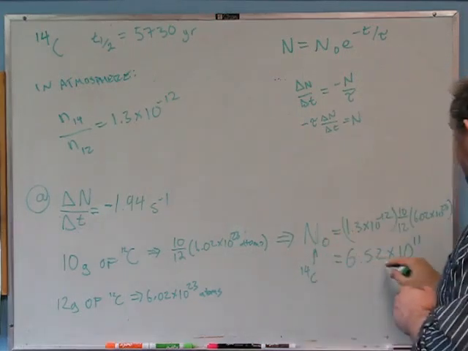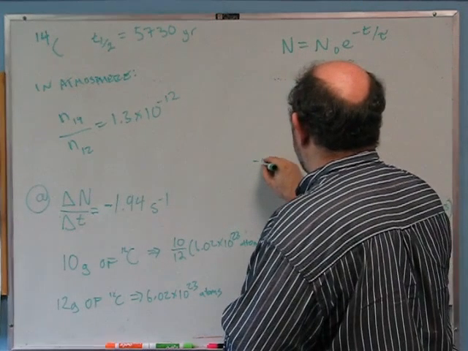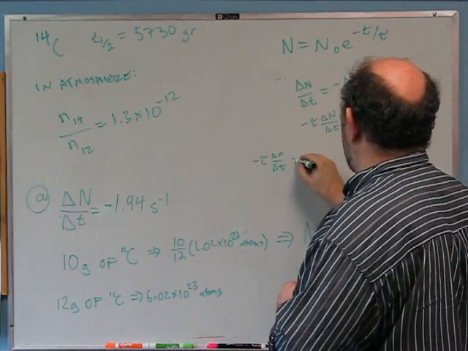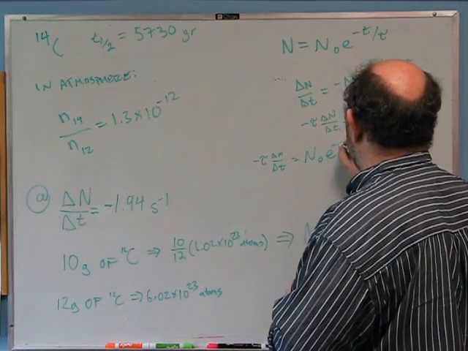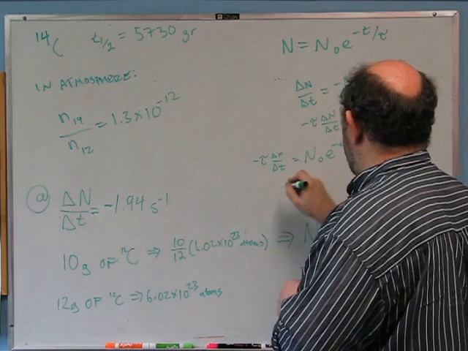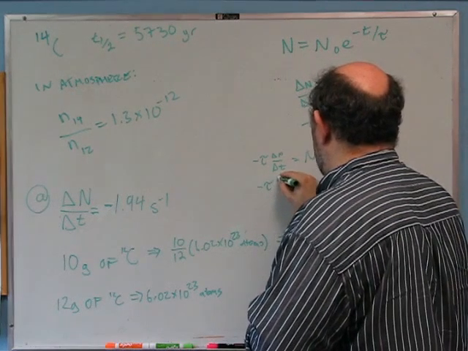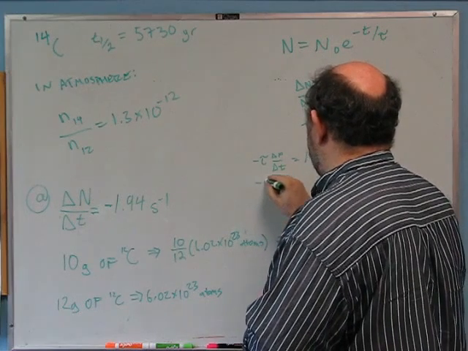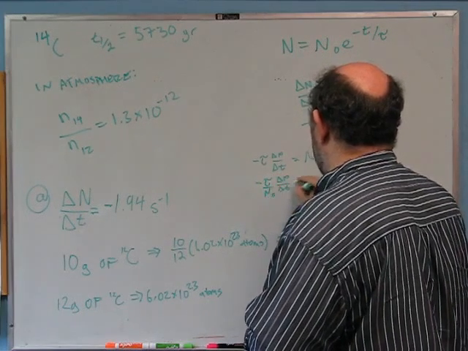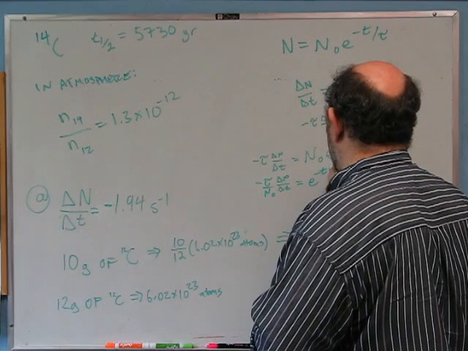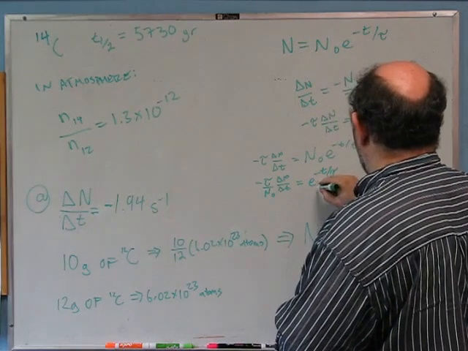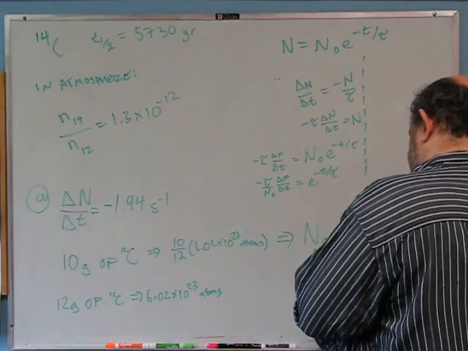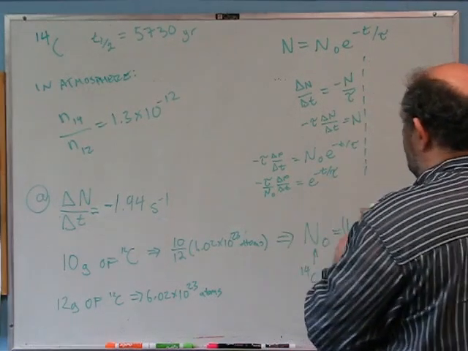We have N0. So I know that minus tau delta N by delta t, which is N, has to equal N0 e to the minus t over tau. Divide both sides by N0. Why don't I write it like this? Minus tau over N0 delta N by delta t is equal to e to the minus t over tau. I'll do it in another color for no good reason.